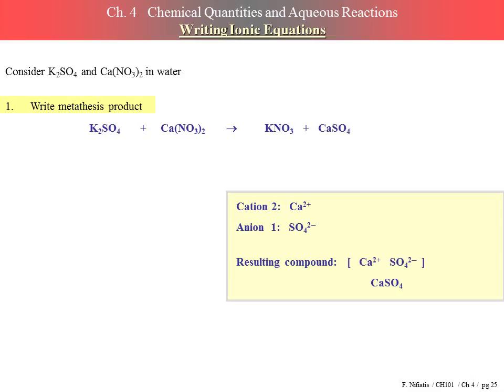Here we go. Now, we will need to balance the reaction. Here we have 2 nitrates, here we have 1 nitrate, here we have 2 potassiums, here we have 1 potassium. So we are going to need the 2 in front of the potassium nitrate.